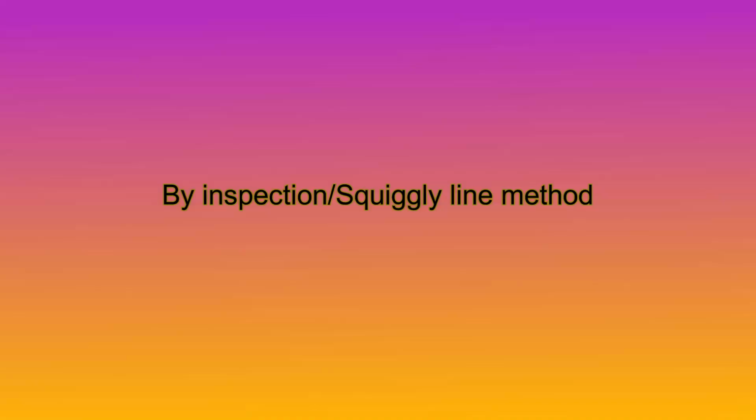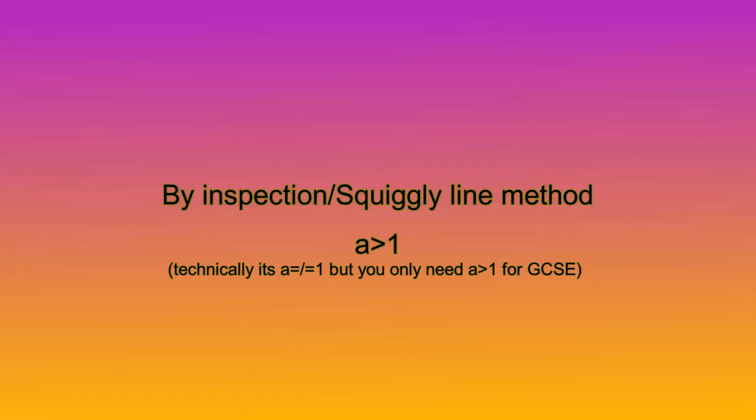Now then, talking about those better ways to do it in a non-calculator paper, the next method we're going to be covering is by inspection for quadratic equations where the coefficient of x squared is 1, and the squiggly line method for quadratic equations where the coefficient of x squared is greater than 1. Okay, so let's start off with a nice quadratic equation to do by inspection before moving on to squiggly line.